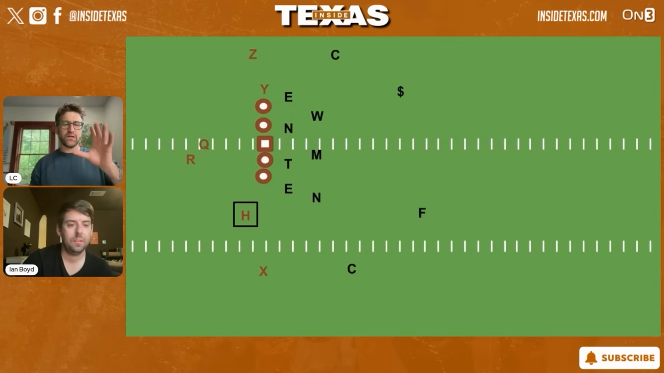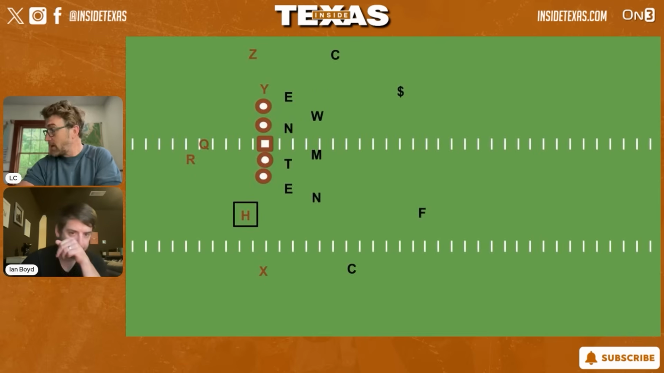So when you're watching, you can understand why the receivers are profiling the way they are and potentially doing what they need to be doing. Anything else you want to add, Ian, before we close this out?